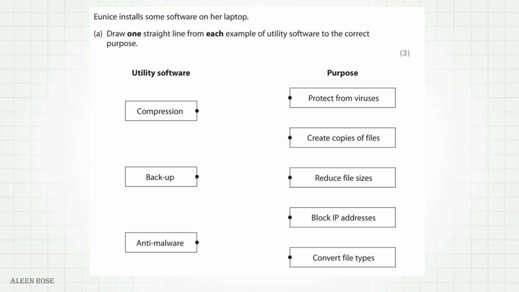Draw one straight line from each example of utility software to the correct purpose. Compression reduces the file size. Backup creates copies of files. Anti-malware protects from viruses.